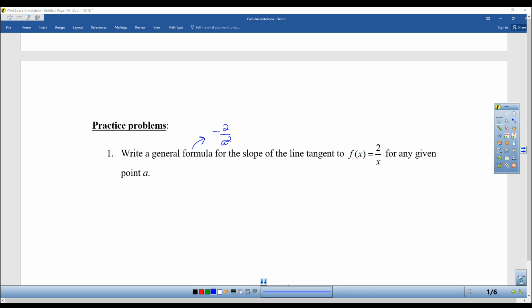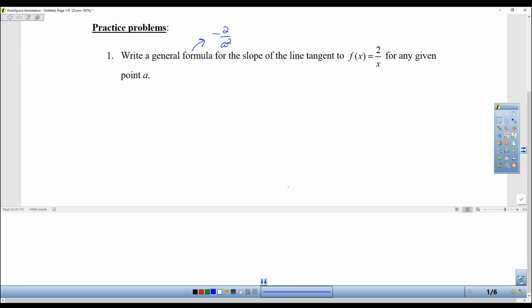All right, everybody. So write a general formula for the slope of the line tangent to y is equal to 2 over x for any given point A. So I think you've learned by now that I'd really like you to start with a graph. It gives you a picture of what's happening. So 2 over x is going to have a vertical asymptote at 0. And because this is technically 0x plus 2, 0 over 1 is 0, so it's also going to have a horizontal asymptote at 2. And then you really just need to plot one point.